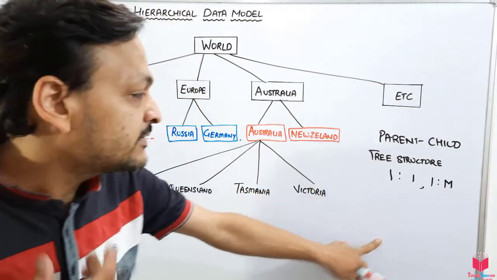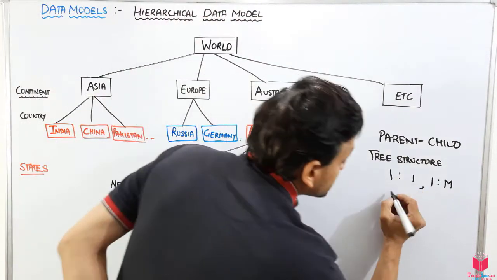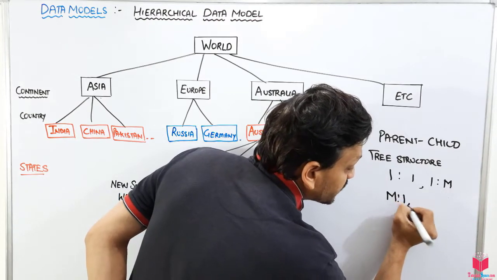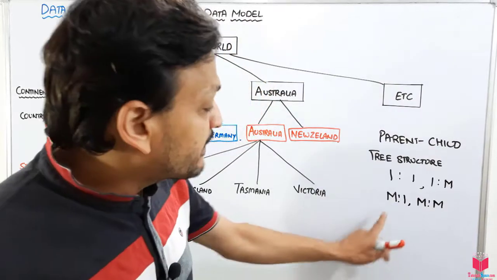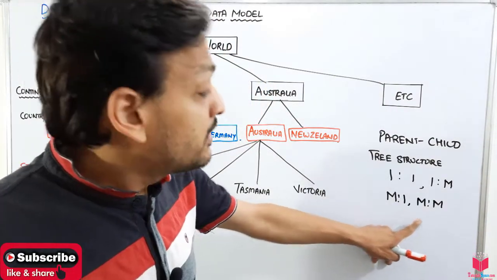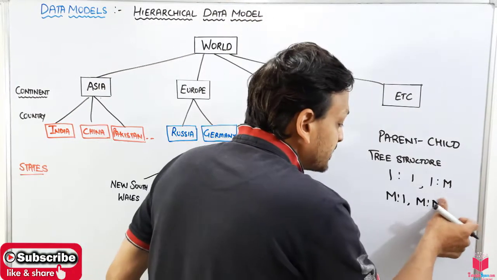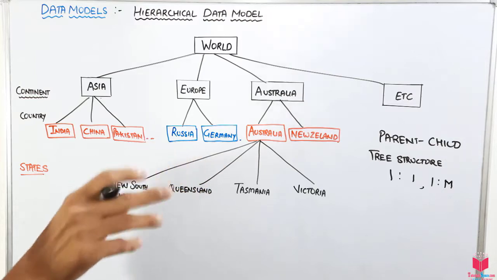Okay guys, there is a limitation here, because we cannot have many-to-one and many-to-many relationships. Can many parents have only one child? No. Can many parents have many children? No. So guys, this is not possible in this scenario. We can represent only one-to-one and one-to-many relationships.